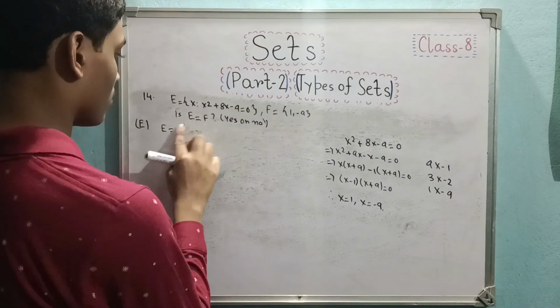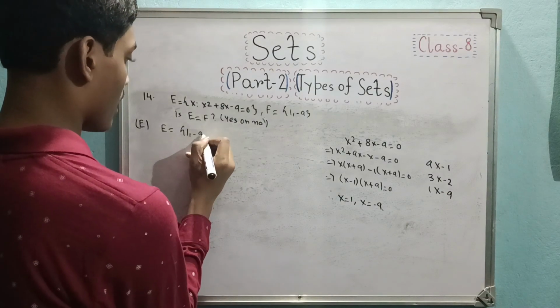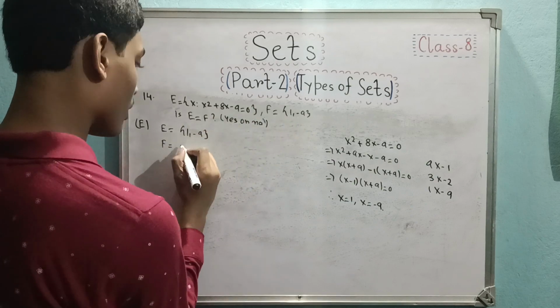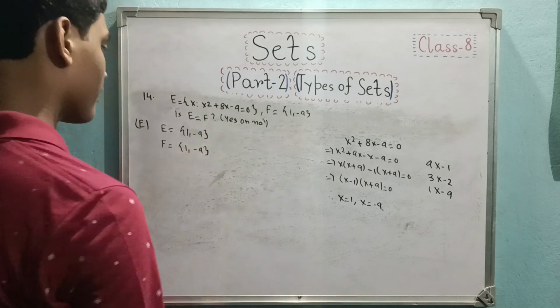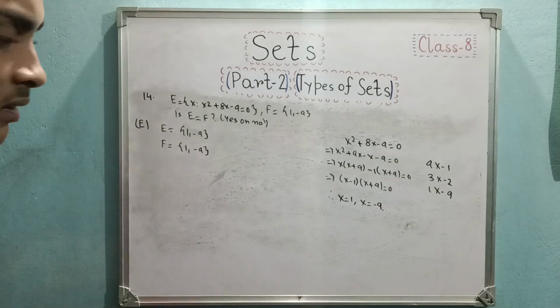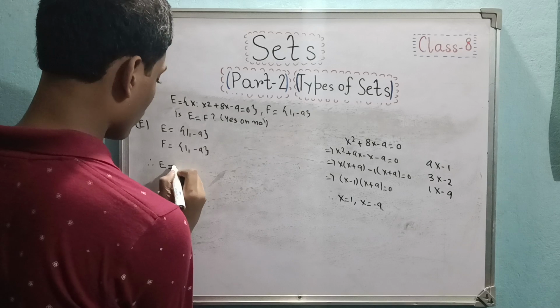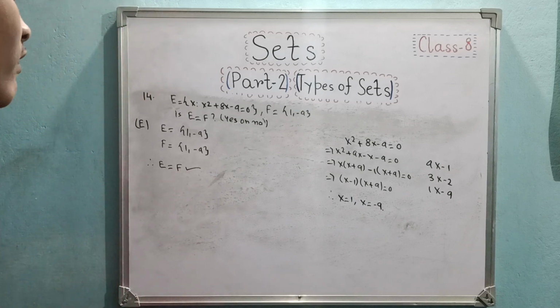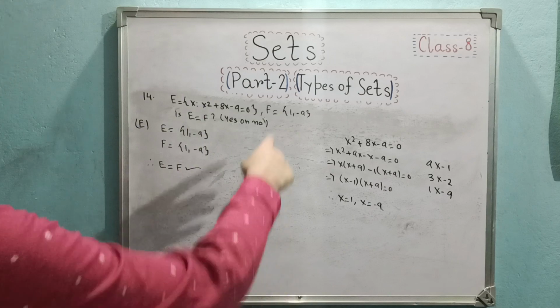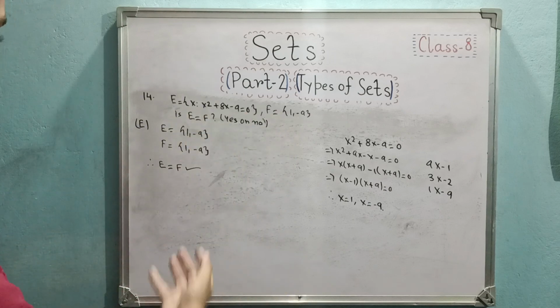And we have F. F is {1, minus 9}. For equal sets, all the elements have to be the same in both the sets. So here we have all the elements equal. Therefore, E equal to F. We got the answer. We solved the quadratic equation, found how minus 9 is possible, got 9 into minus 1 and solved the equation accordingly, and got 1 and minus 9 as the values for x, or the elements of E. Now all the elements are the same. Therefore, E equal to F.